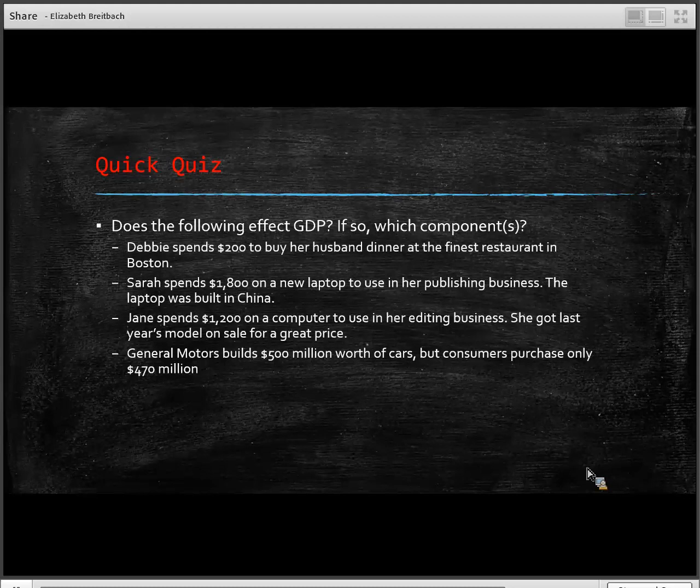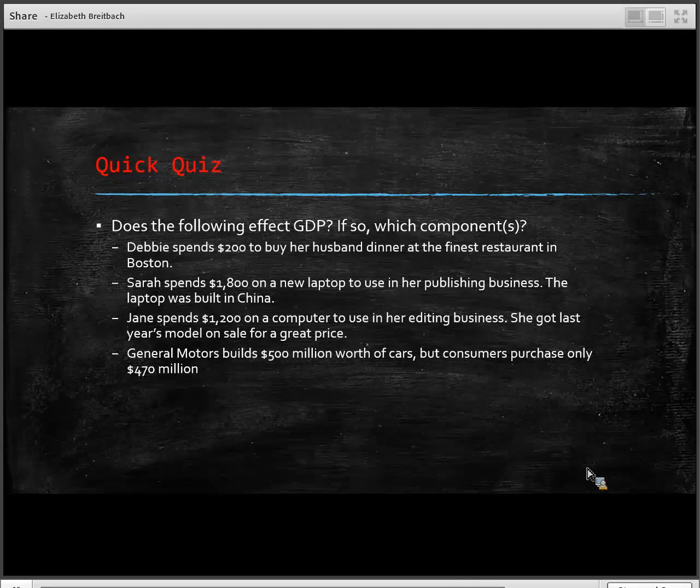General Motors builds $500 million worth of cars, but consumers purchase only $470 million. That inventory is just sneaking up on us again. Here, we see that consumers purchase $470 million worth of cars. That $470 million is going to be included in GDP under consumption. But General Motors was $500 million productive. So where does that other $30 million worth of cars go? It sits in inventories. It's going to sit in inventories through this year so that we can show how productive our society was. So hopefully you've gotten a good firm grip on those different components of GDP.